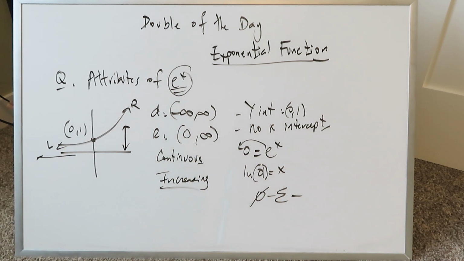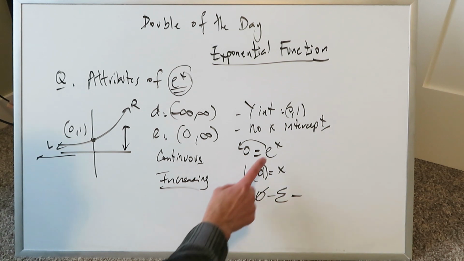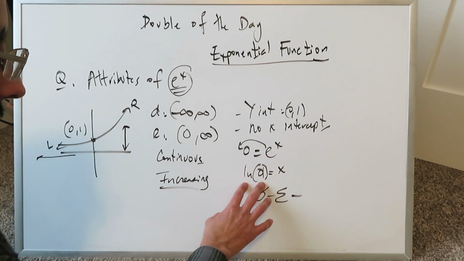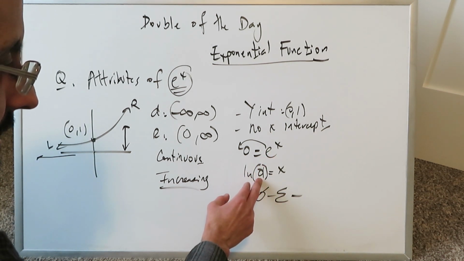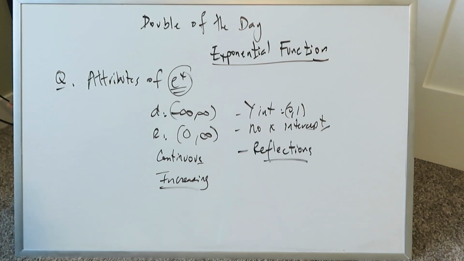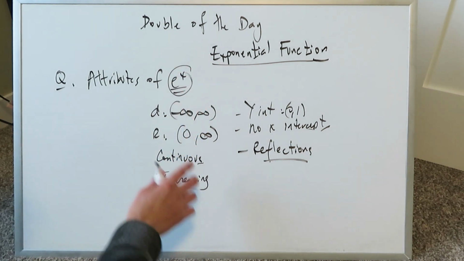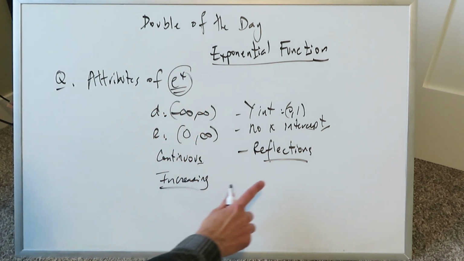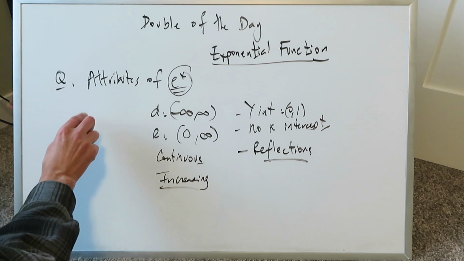And that right there is a very excellent fact to know, and I've shown you why. Because the inverse of the exponential is the natural log, and the natural log of 0 as an input does not exist. As a culminating event to this question on the exponential function, it by no means is a true attribute, but we can show you all the reflections of e to the x.